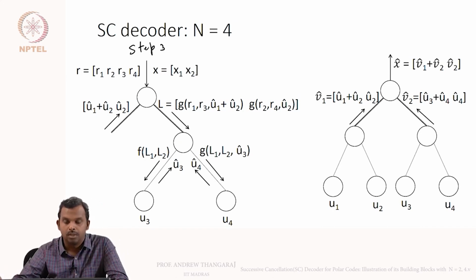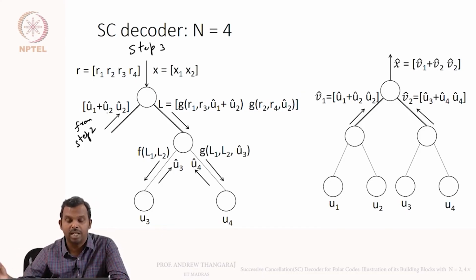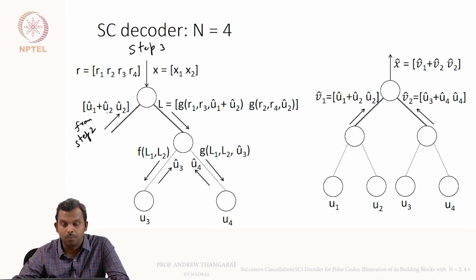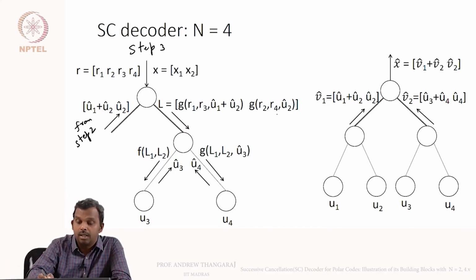Okay, so you got these decisions from the previous step, right? From step 2, we got these 2. The decisions from the left child are coming back up. Now, what are the beliefs you compute here? You use g, just like before, except that you're going to use g on the 2 bits.